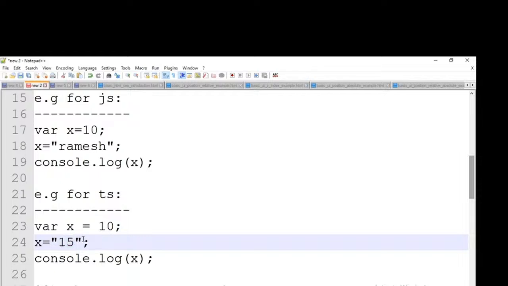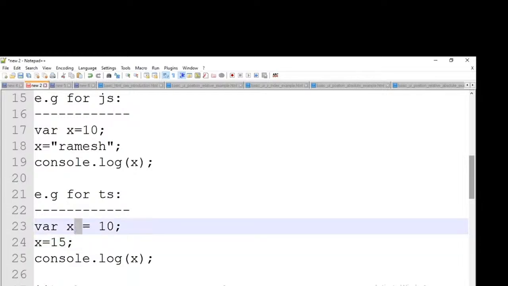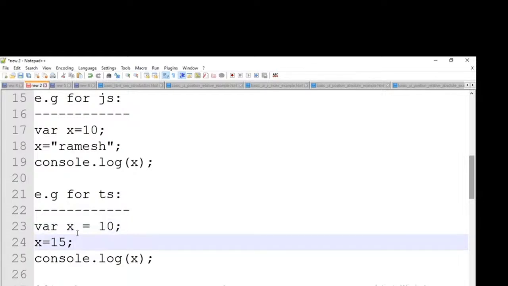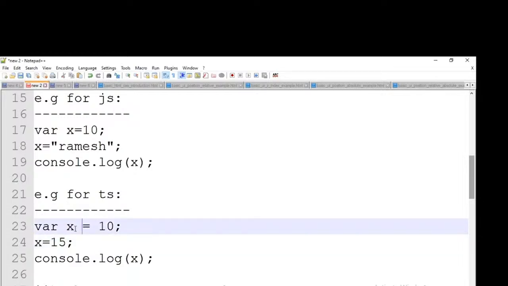For example, here I'm writing x equal to 15. Now what is the output I will get? 10, 15 or error? 15 only. Why? Because x value is 10 here, x value is 15 here. Whenever the data type is matching, it will take the latest value only. Whenever the data type is not matching, then it will take the first value as the main data type.